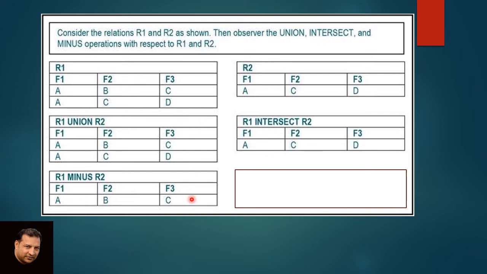Now R1 minus R2. What does it mean? The data which is in R2 will get subtracted from, or removed from, R1. See? Now R1 minus R2 contains only the first row A, B, C. ACD is removed. So I think this is clear.